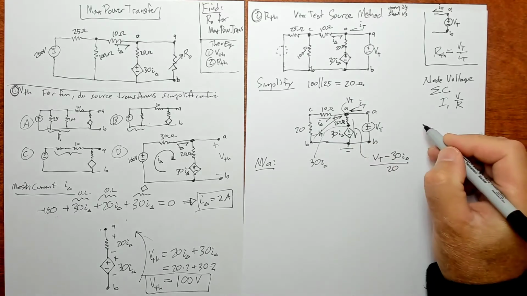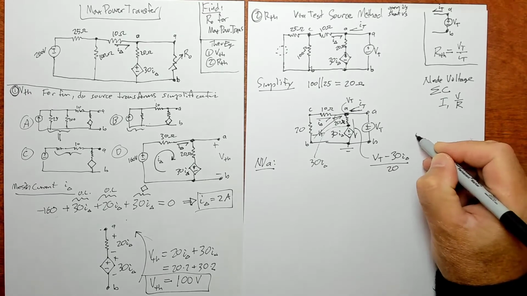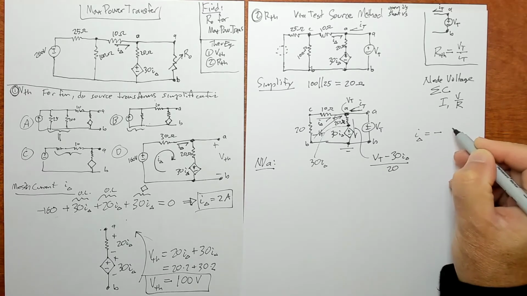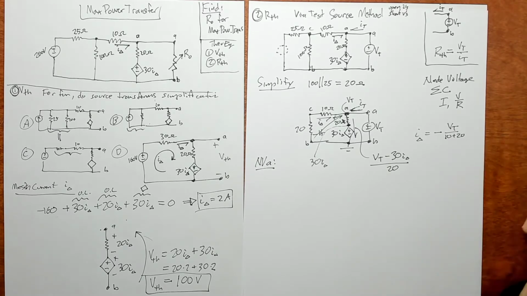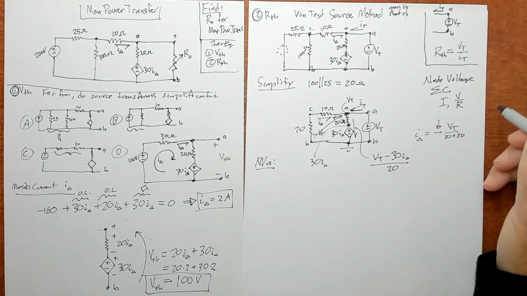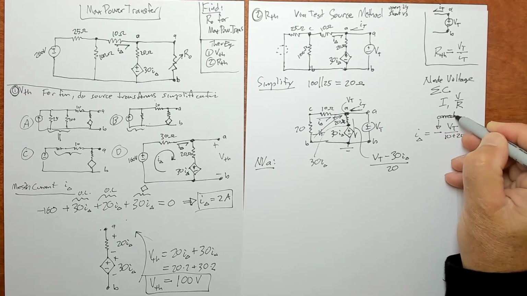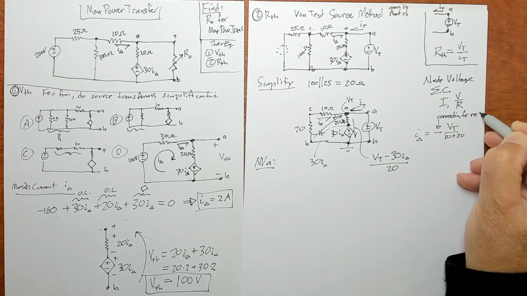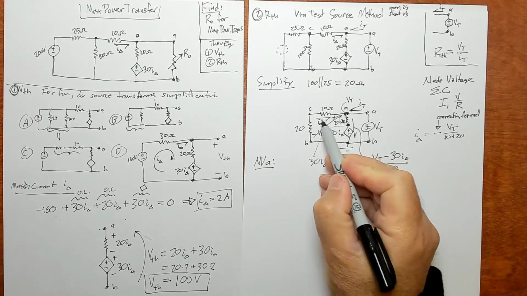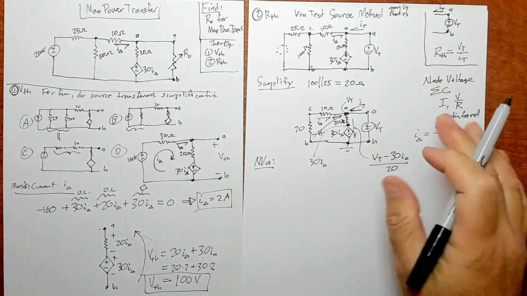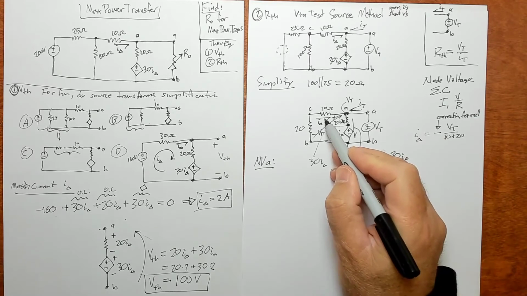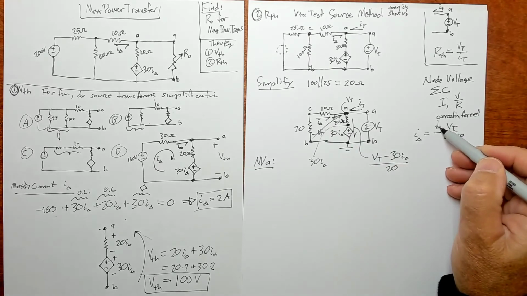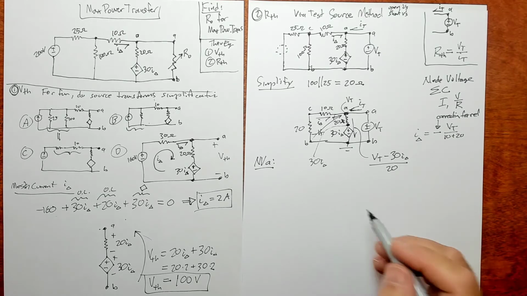So I delta is basically minus VT over 10 plus 20. The negative is because we're correcting for our reference current. Because the actual current, the current induced by this polarity here, is going to be opposite of this arrow right here. So we need to adjust for that by putting a negative sign in there.